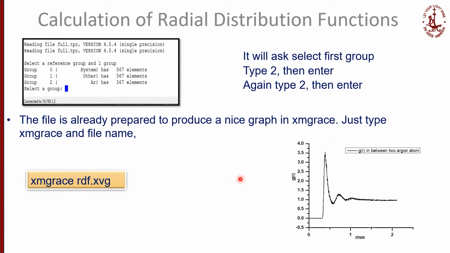This is the plot that you will get for liquid argon. What is it? The y-axis is g(r), the radial distribution function between two argon atoms. Your x-axis is the distance between two argon atoms. And you see that after a certain distance, beyond 1, the radial distribution function becomes equal to 1. The number of peaks in the RDF corresponds to the number of solvation shells your molecule has. So here you are getting 1, 2, and very slightly a third peak.